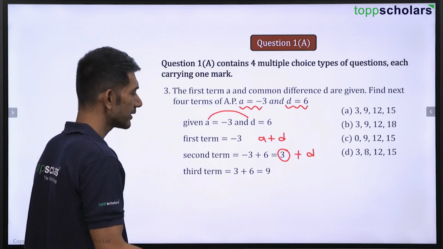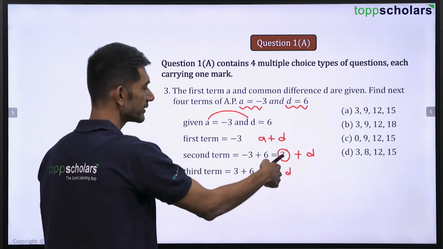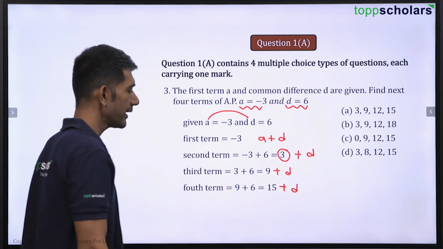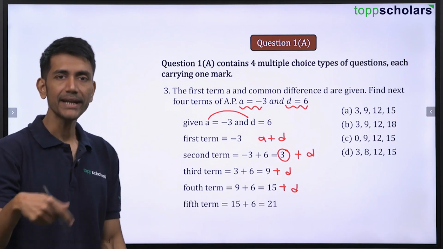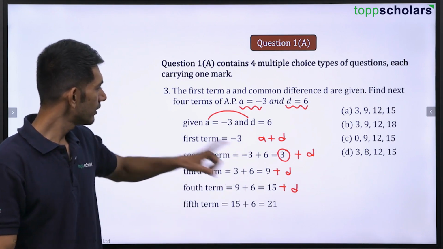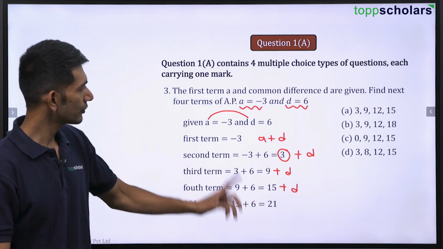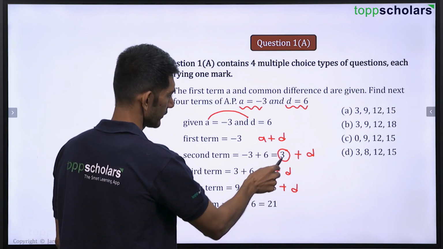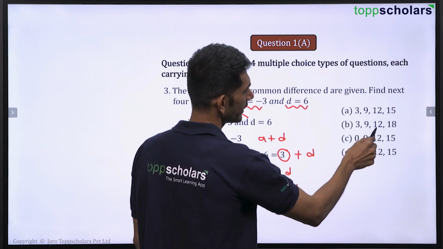And then the fourth term is nothing but you add again D to this. But what is D? D remains constant, 6. So 9 plus 6 is 15, and then you again add D to it, right? And that gives you 21. So you keep on adding D to the consecutive terms and you get the AP, right? So that is 3, 9, 15, 21.